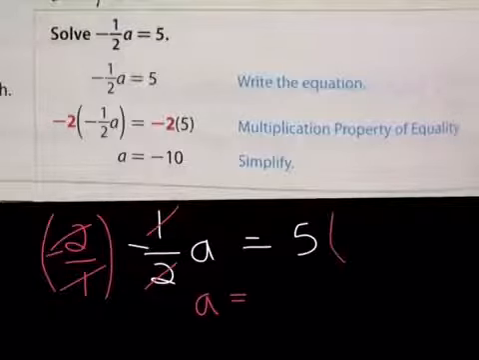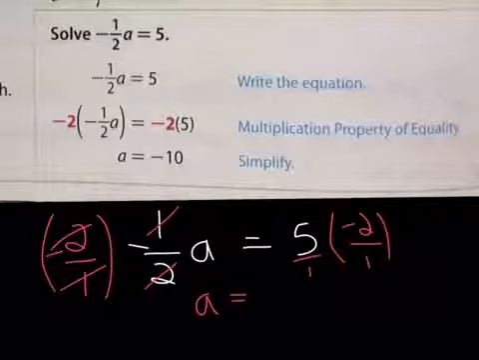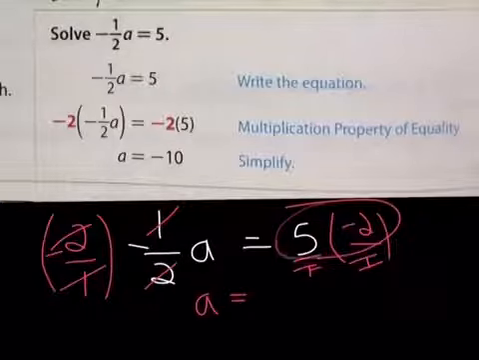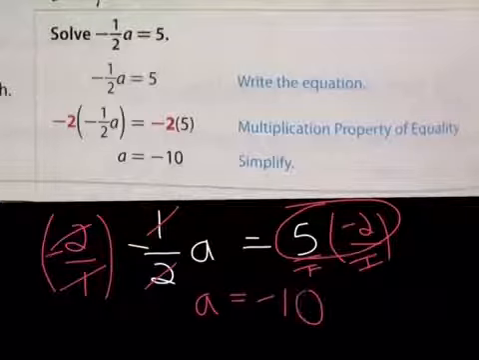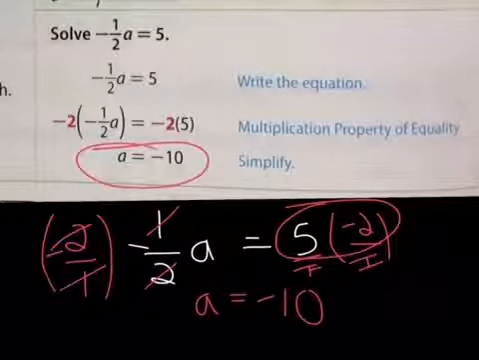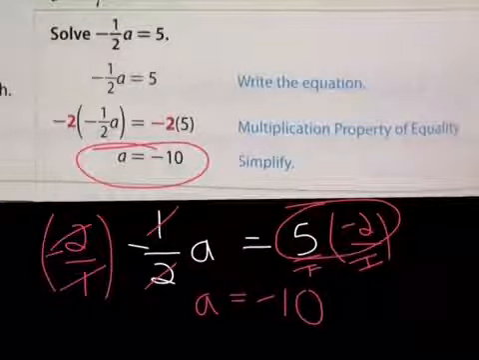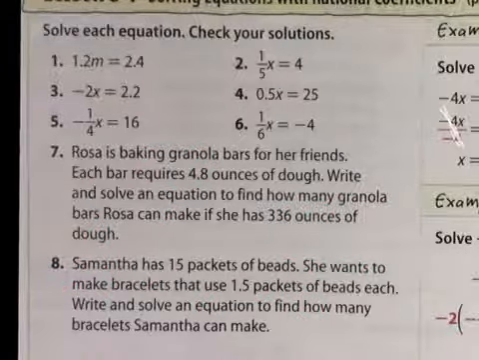And when we do it to the other side, -2 over 1, remember that 5 is also over 1, we can ignore the ones on the bottom, because all rational numbers are over 1. And we just simply multiply across, and we multiply 5 times -2 is -10. And you can see that's our answer right there. So x is -10. As an independent practice, please complete numbers 1 to 8.